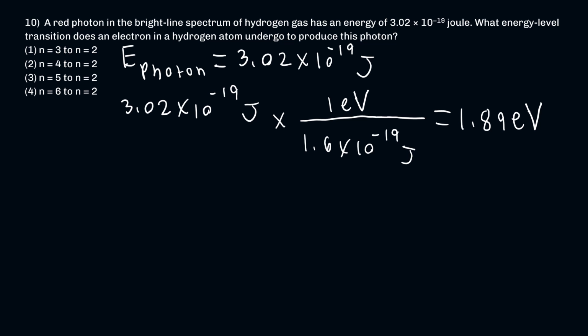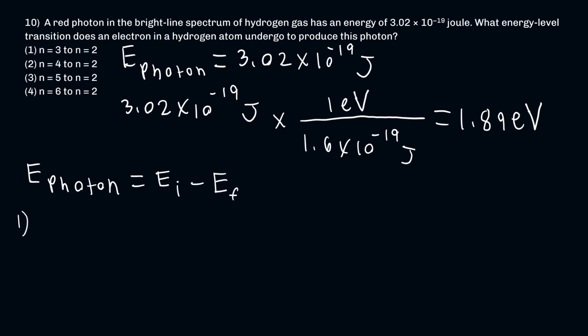So looking at my reference table, what equation is this going to end up being? The equation that ends up working with my energy level diagram is going to be that the energy of a photon is equal to my energy initial minus my energy final. So all I'm going to do with each of these answer choices is do this equation and see which one of them is going to line up with 1.89 electron volts.